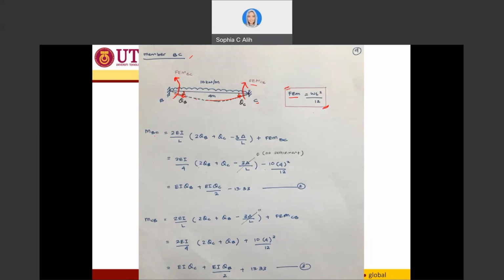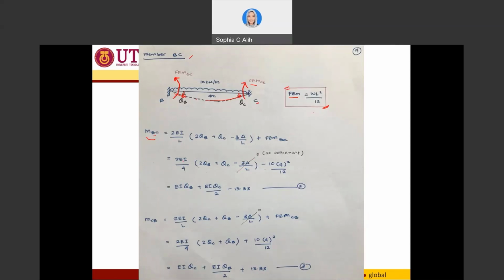Now, in order for me to calculate the end moment for my BC, I can use the equation that I already have derived before. So we have 2EI over L times 2 theta B plus theta C minus 3 delta over L plus FEMBC. So since in this example there is no settlement, then I can cancel out this one to be 0 because there is no settlement.